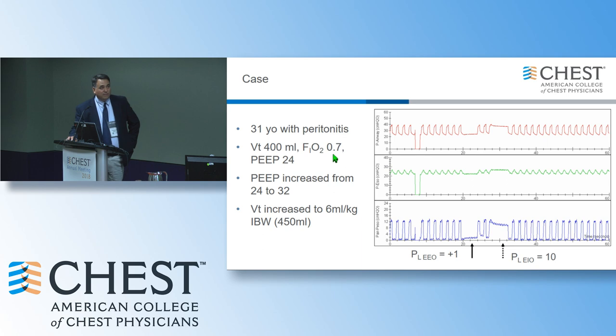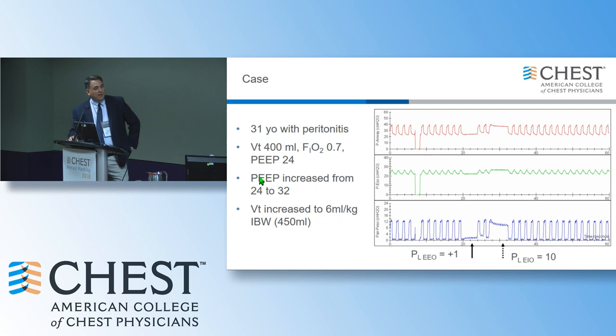Tidal volume 400, FiO2 70%, and already on 24 centimeters of PEEP. And you can see that the transpulmonary pressure at the end expiratory occlusion is just barely positive at plus 1, and their transpulmonary pressure is very low at 10. The plateau pressure here, it's hard to see, but it's close to 40. So it's already above 30.